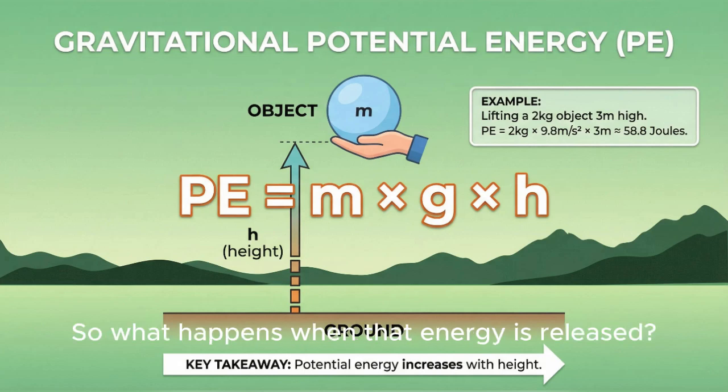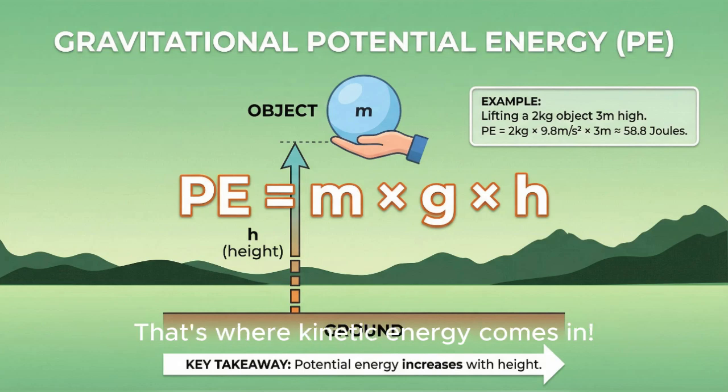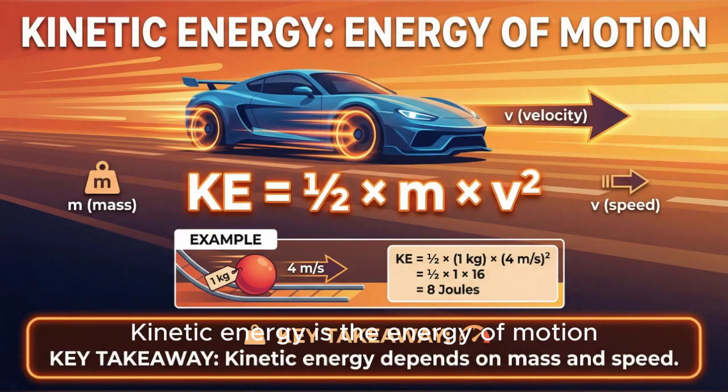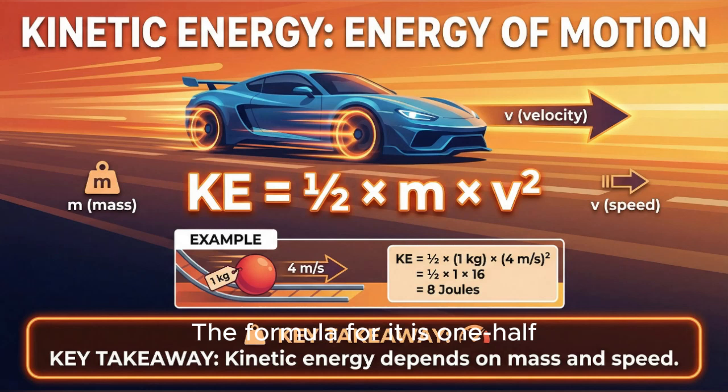So, what happens when that energy is released? That's where kinetic energy comes in. Kinetic energy is the energy of motion. Anything that's moving has kinetic energy. The formula for it is 1/2 times mass times velocity squared.